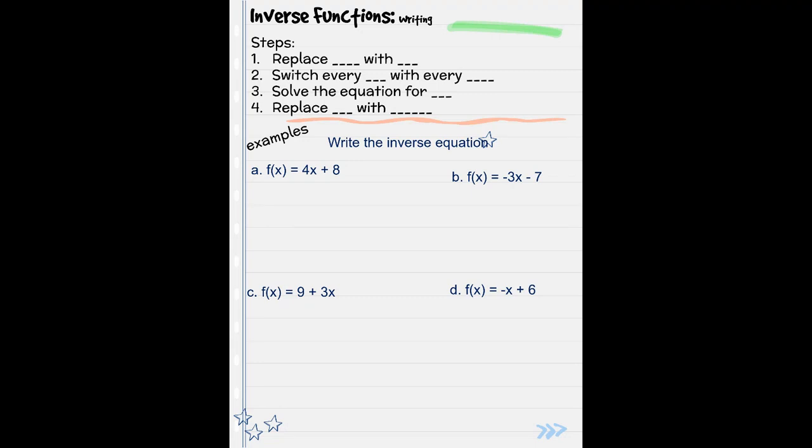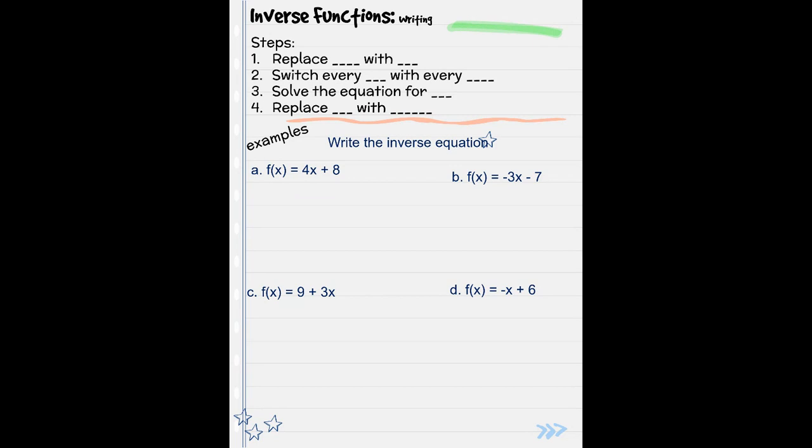All right, our last inverse function topic, and we're going to be writing our inverse functions this time. So we know with our points, we just switch our x and y. We know how to find them on a graph. So now we're going to be given a function, and we need to find the inverse of our function, what the actual function looks like.